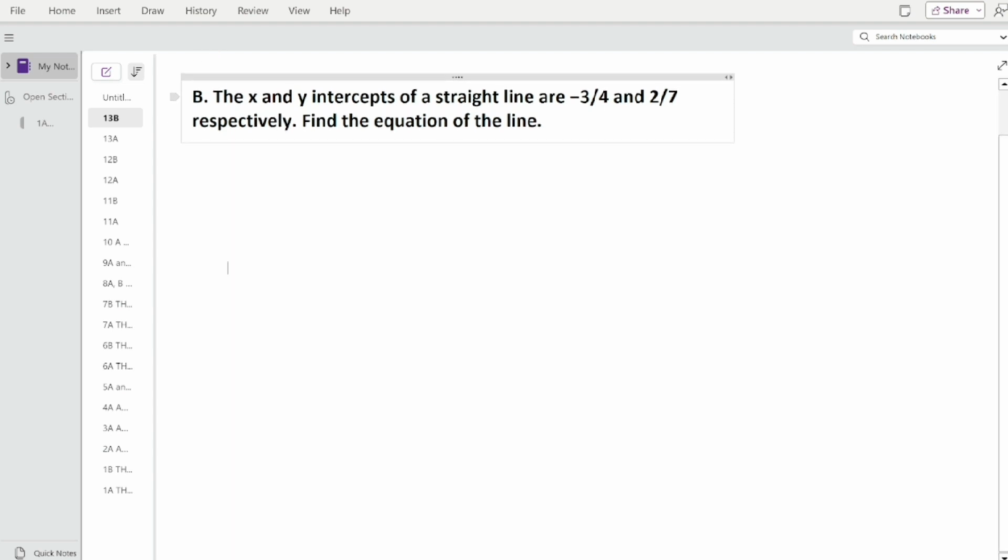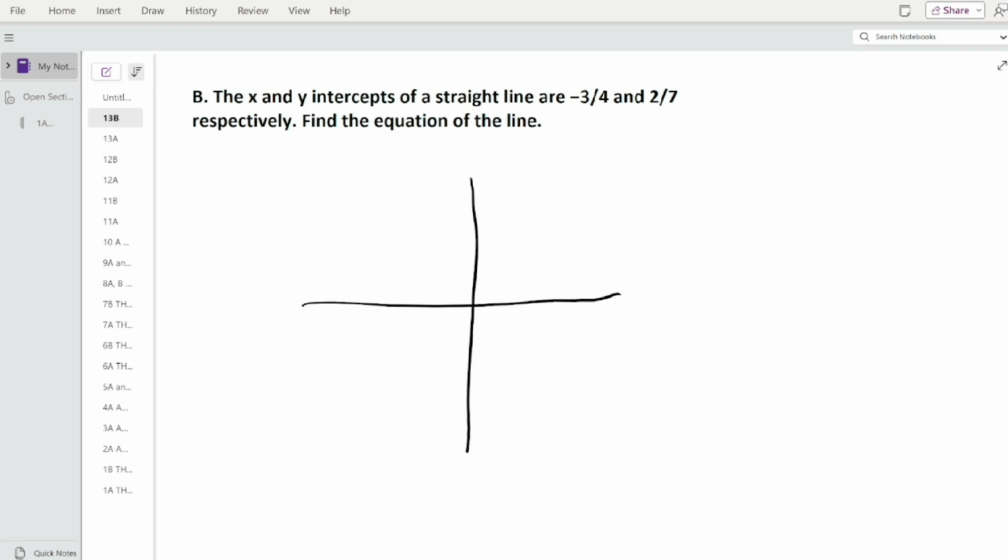So let's do a sketch to illustrate. We have our graph. This is our y-axis and this is our x-axis. Since the x is negative, it's going to be on the negative side of x, so we can pin it somewhere here. We have -3/4. And since the y is positive, we have it on the positive side of y, we can pin it somewhere here. That's 2/7. And that means our straight line crosses those 2 points.